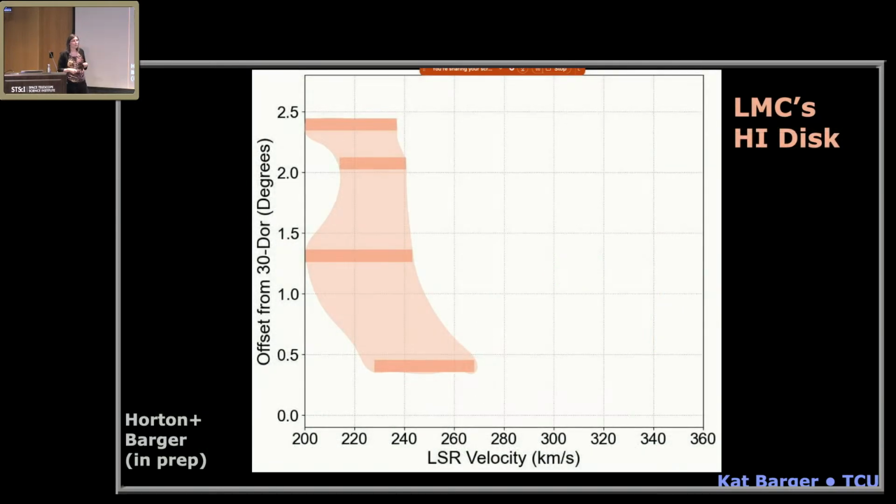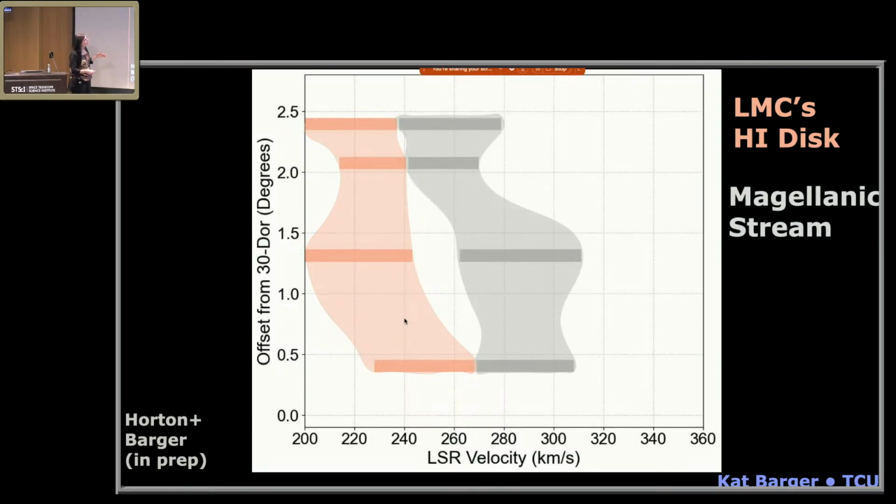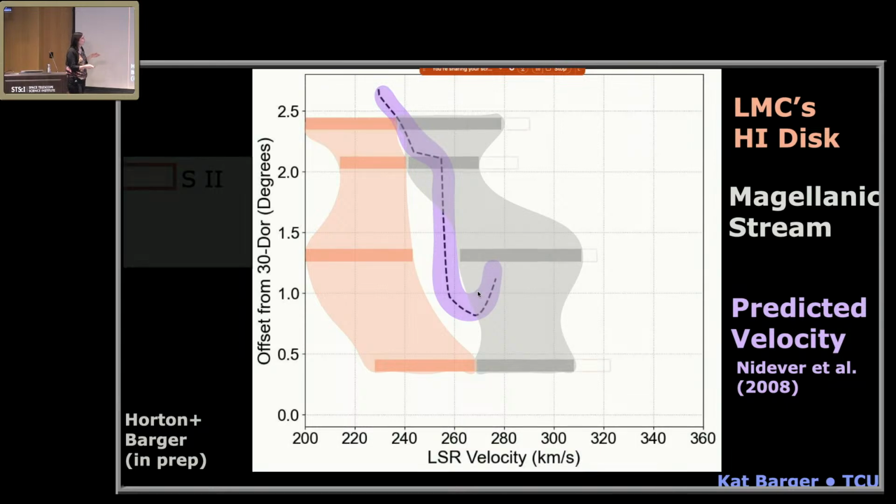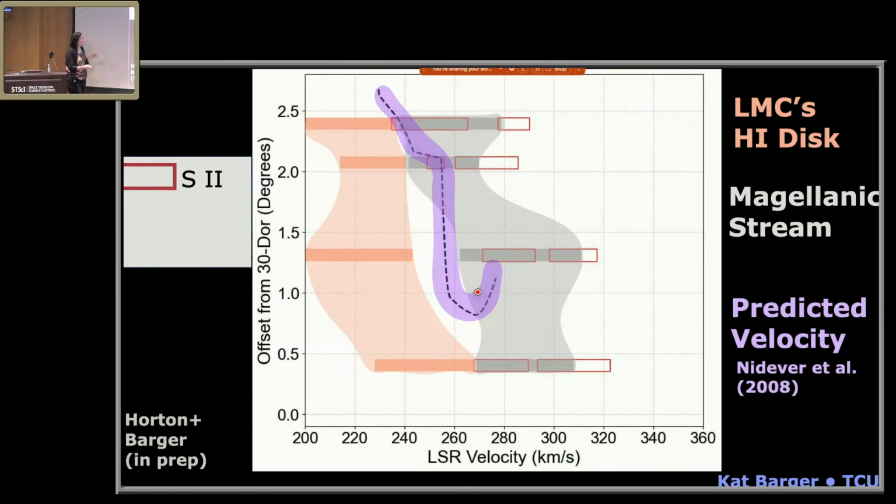Okay, so if we were to map out where she found the stream to be kinematically, over here we have velocity on the x-axis. Over here, we have offset from 30 Doradus, so closer to 30 Doradus is over here, farther is over here. This is tracing where the H1 is for the LMC's disk. This over here is where we would trace the H1 of the Magellanic Stream to be, so the emission. And here's what the predicted would be from David Nidever's 2008 work. And here's what we find in absorption, specifically for the stream. We find these components over here.